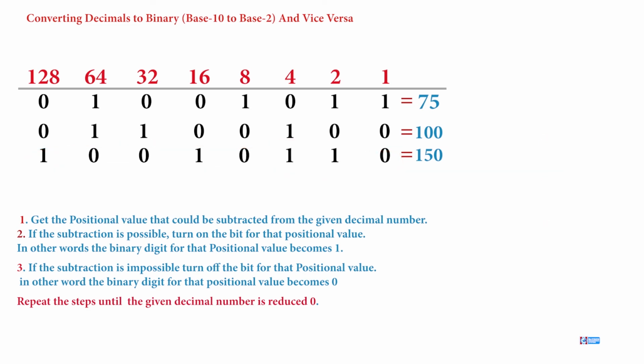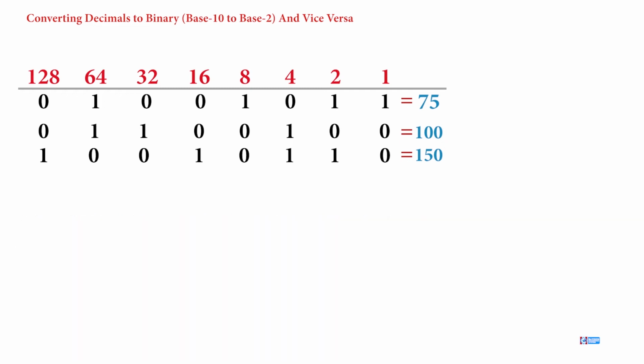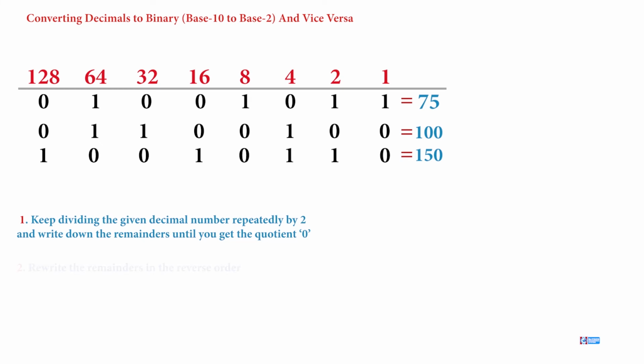In a short time, let's see another way we can convert a decimal numeral to binary. In this method, we will keep dividing the given number repeatedly by 2 until we get 0 as the quotient. Then, we write the remainders in the reverse order to get the binary value of the given decimal number. So, let's convert the same decimal numerals with this method.